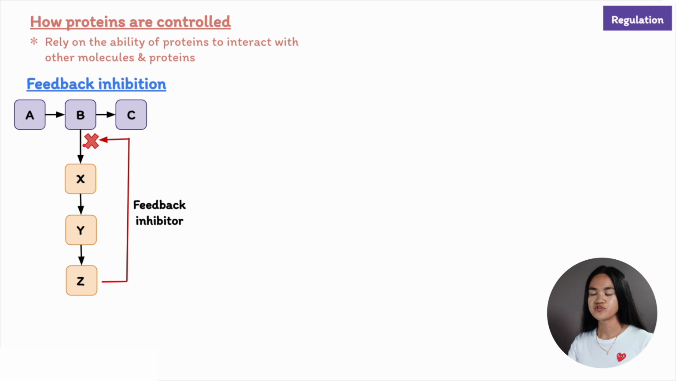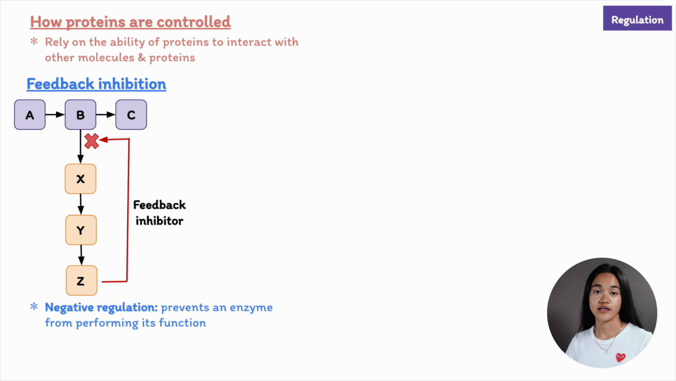So if a reaction produces large quantities of the final product, the products are going to accumulate and they're going to bind to an early enzyme, okay? In this case, the first enzyme that catalyzes the reaction from B to X, and it's going to slow down its catalytic action. The end result, this is going to be limiting further entry of substrates into this reaction pathway. Now, feedback inhibition is a form of negative regulation, which means it prevents an enzyme from performing its function.